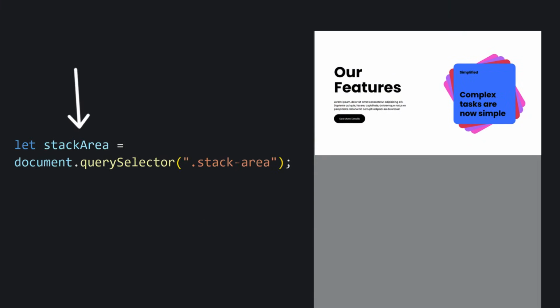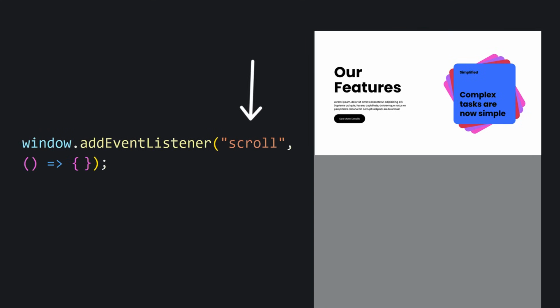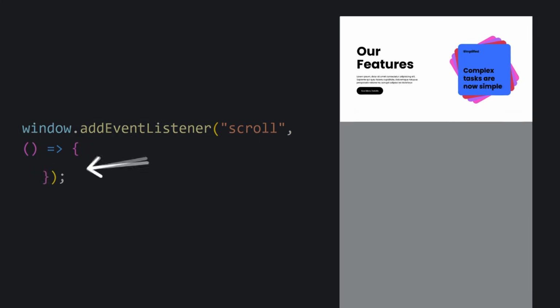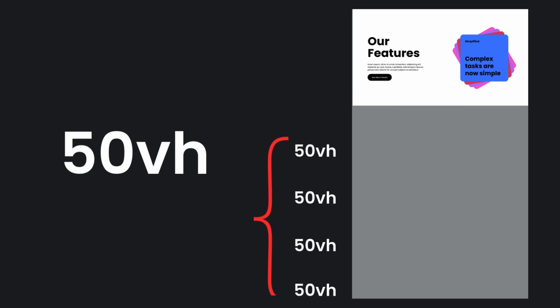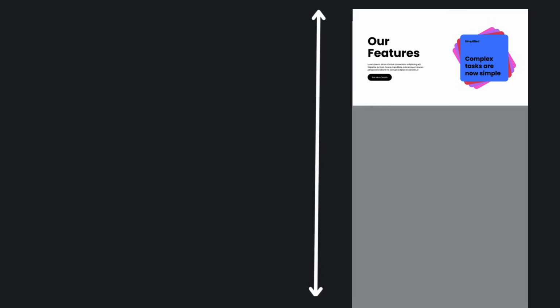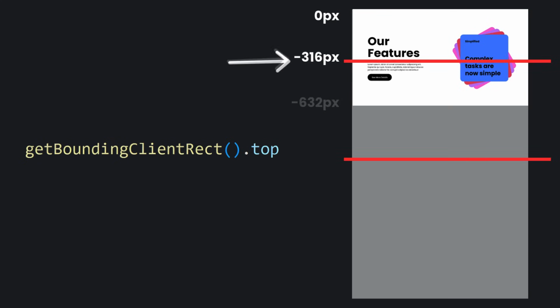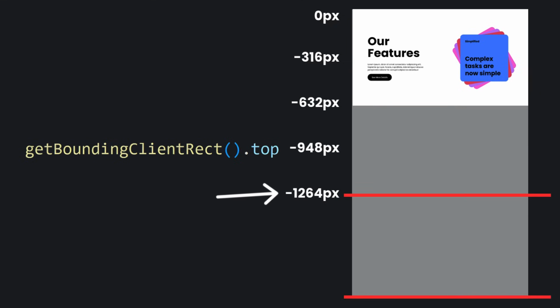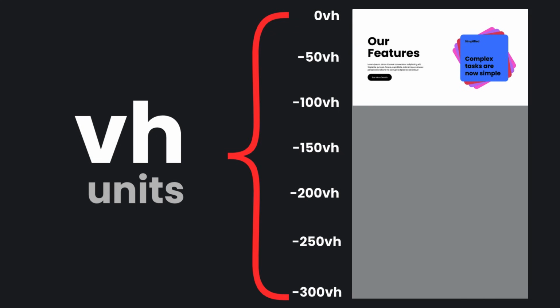Start by initializing a variable, targeting the stacked cards container, then add an event listener to detect the scrolling on the window. Next, initialize a variable called distance, which in our case is 50 view height, which is equal to half of the window's height. Now, to detect the scroll position, we will use the getBoundingClientRect top property for the stacked area. At the start, it will return the value as 0, and as you scroll down, it will return the amount that has been moved upwards out of the screen. If you convert these in view height units, these are the values.